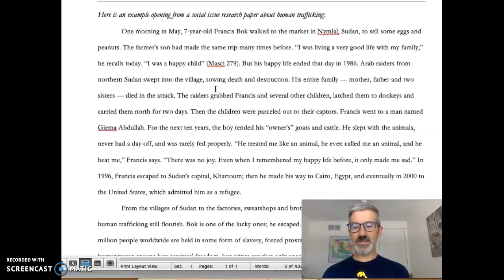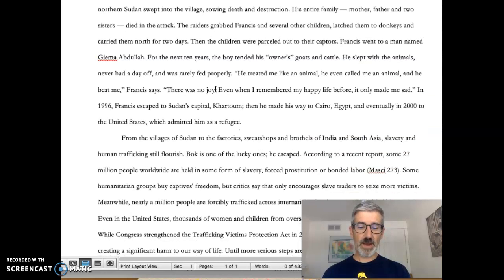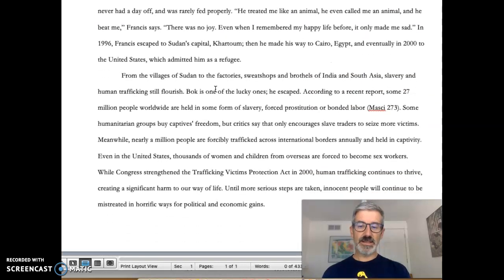In 1996, Francis escaped to Sudan's capital, Khartoum. Then he made his way to Cairo, Egypt, and eventually, in 2000, to the United States, which admitted him as a refugee. So there's our hook. Now we've got to make that transition. The second paragraph is the theme statement paragraph. You'll see all 4 parts here.